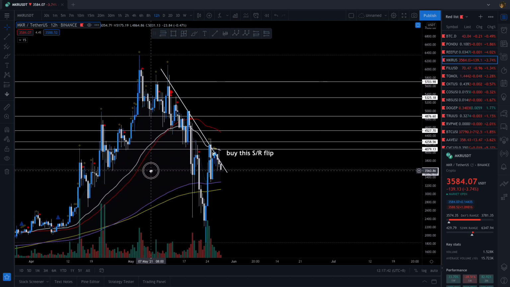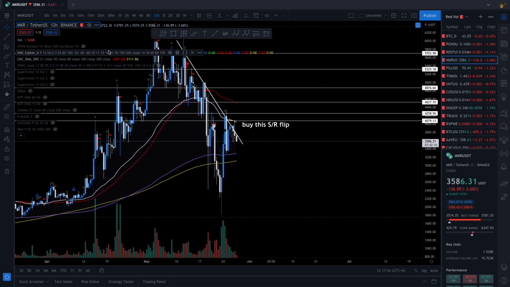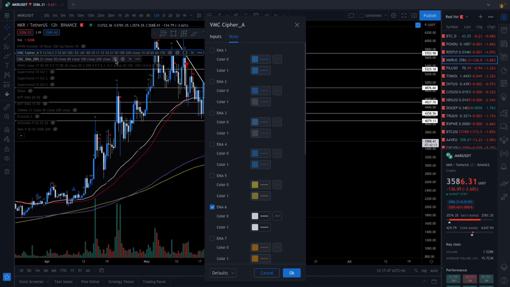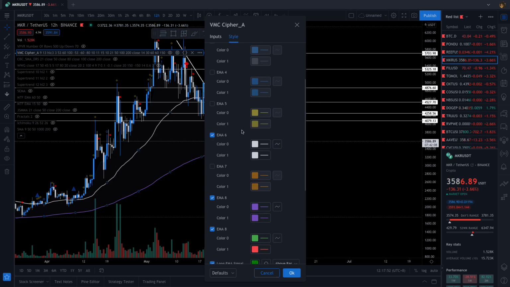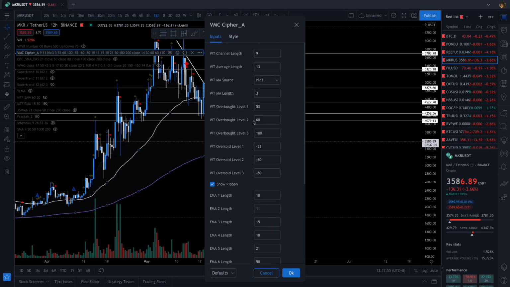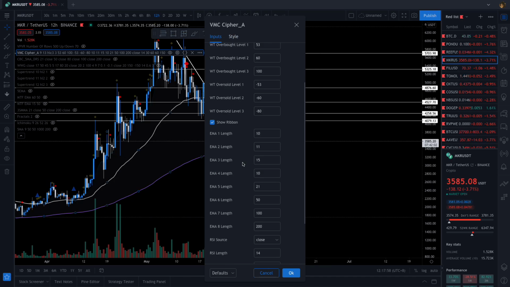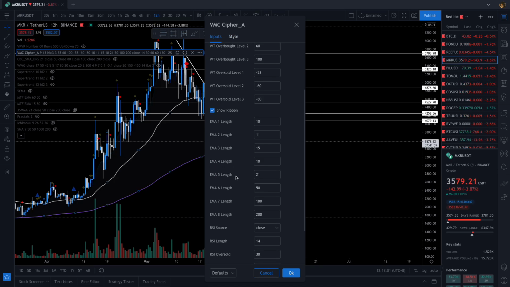So now that we have a simple understanding of EMAs and SMAs, and by the way, if you wanted to know how to set up your EMAs, go onto VMC Cipher A and just go into your style. I would go into inputs, right? I see a few of you not doing this right. So for me, I start from EMA 4, 5, 6, 7, 8, and you can see that I just changed their values: 10, 21, 50, 100, 200. I don't actually use the 10 and the 21 much, to be honest, because I like to identify stronger areas of value. And I'll get into that in a bit. Actually, I'll get into that right now.